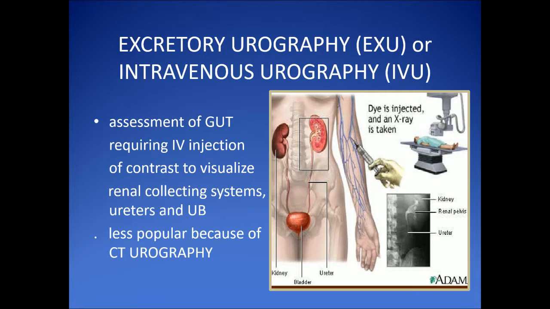Another examination is what we call the excretory urogram or intravenous urography. For this examination, we need contrast material to be injected intravenously in order for us to visualize the renal collecting systems, the ureters, and then the urinary bladder. Nowadays, this is less popular because of the presence of CT urography.